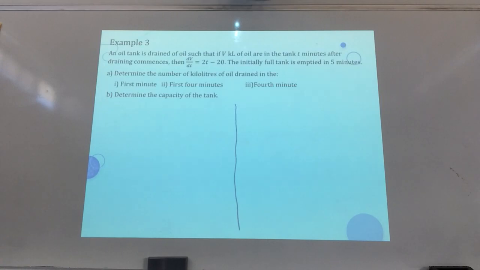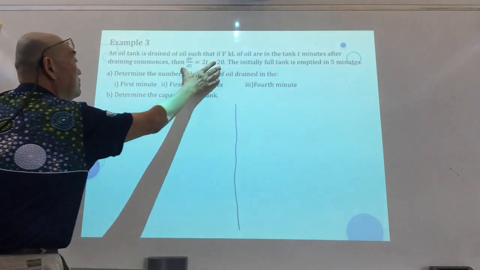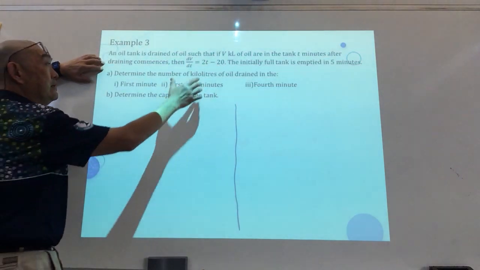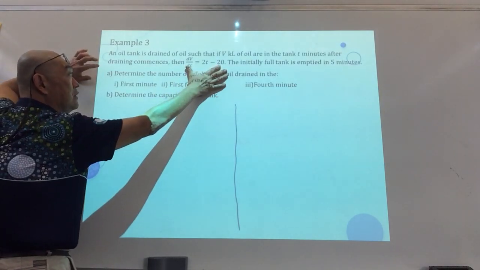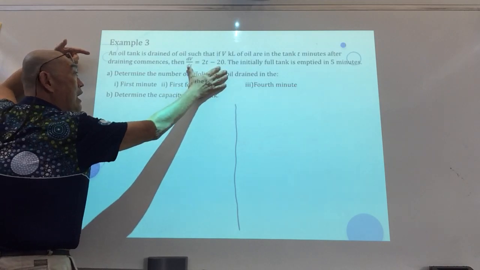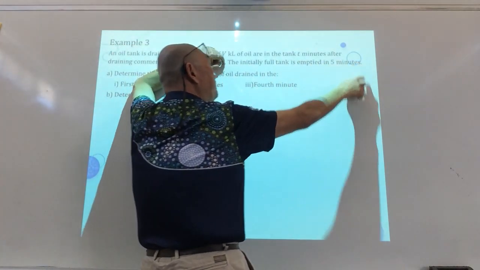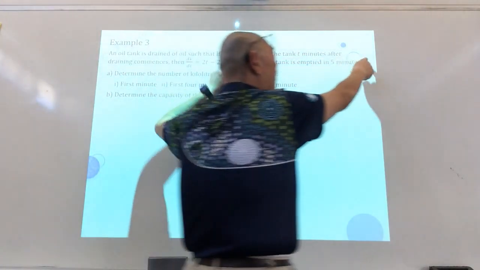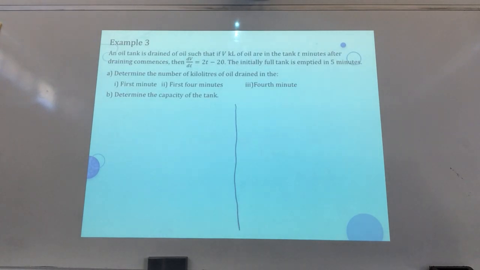Now, you've got to think about the question here. dV/dt, the change in the volume in the tank t minutes after draining commences, is the rate. So now you've got to think about what the volume in the tank is. And also here, the initially full tank is empty in 5 minutes. This is another fact that you need to know. Two things. First, determine the number of kiloliters of oil drained in the first minute.